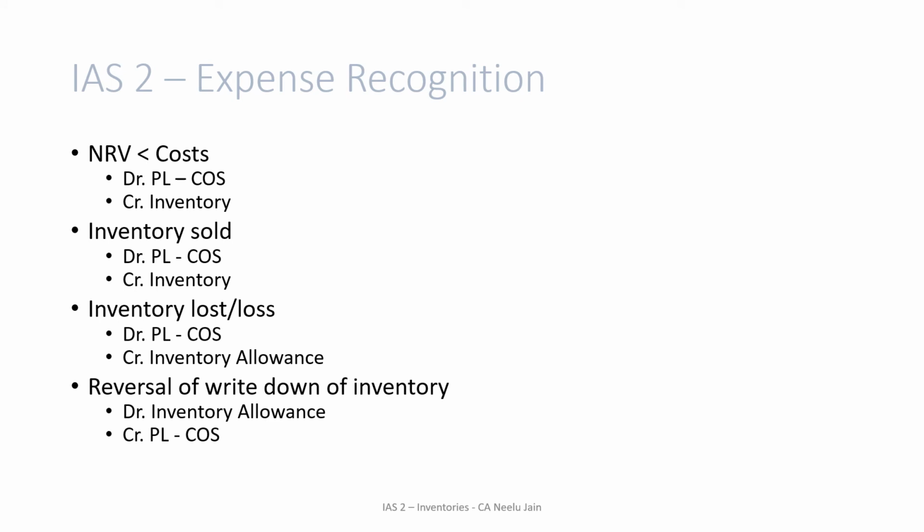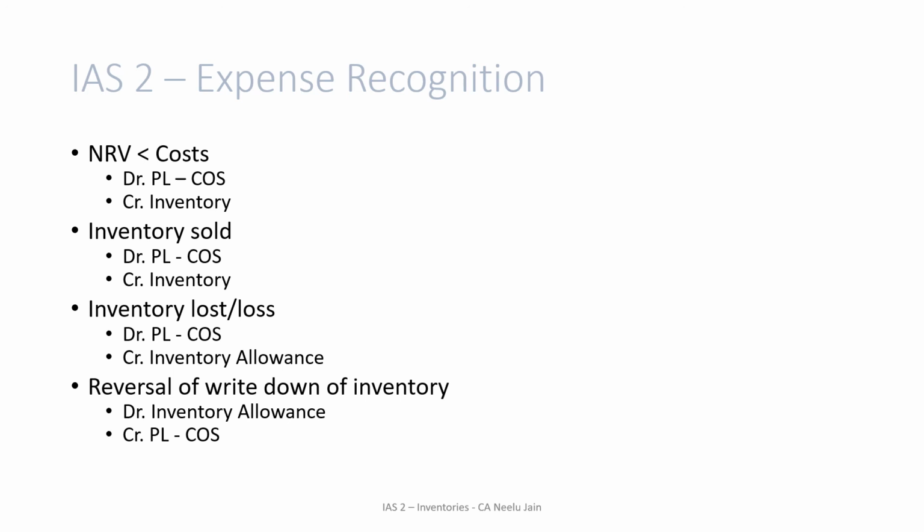Now, recognition. When is an expense to be recognized in the profit and loss account? In case your net realizable value of inventory is less than the cost of the inventory, then you need to recognize the amount in the profit and loss account under cost of sales, and the credit impact should be given to inventory. Similarly, when you sell your inventories, you have to recognize an expense in the profit and loss account as cost of sales, debit, and credit inventory. Similarly, when you have an inventory loss or any matter of similar nature, then you need to again recognize an expense in your profit and loss account, which is cost of sales, and credit inventory allowance.